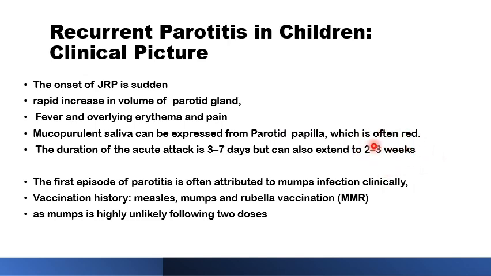Often, the first episode of the parotitis is attributed to mumps before the true nature of the disease is diagnosed. In areas where there is widespread vaccination against measles, mumps, and rubella, the MMR vaccine, the incidence of mumps is now next to 0. It's highly unlikely that the children will be affected by mumps after 2 doses of the triple vaccine.